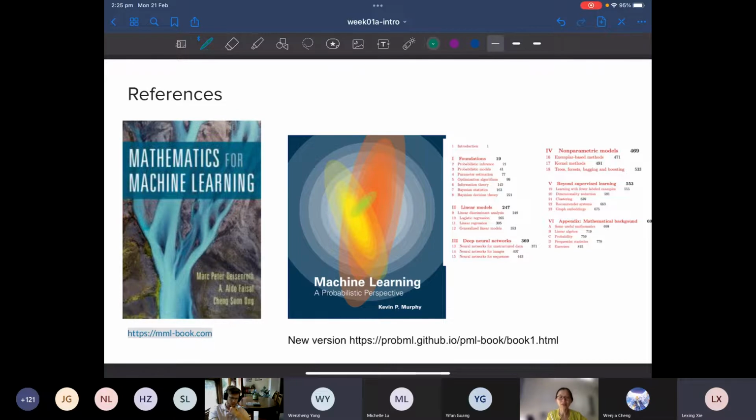Kevin Murphy's machine learning books, both the old and new versions, are great. There's also the Information Theory and Machine Learning book. It's not listed here, but I will refer to it from time to time.